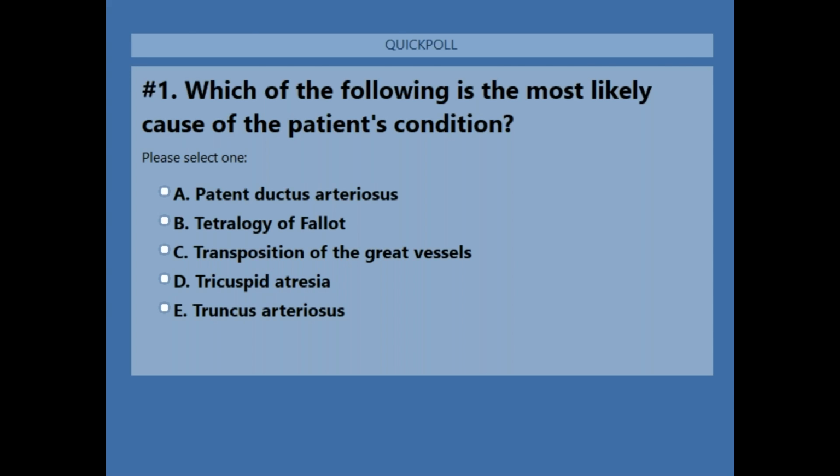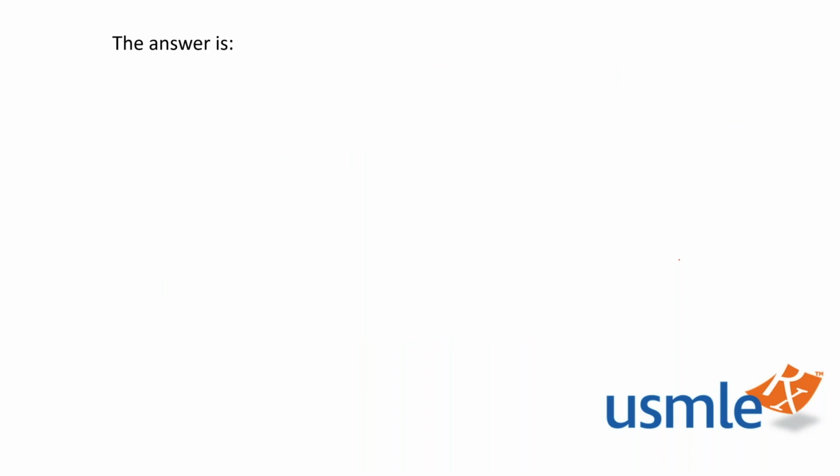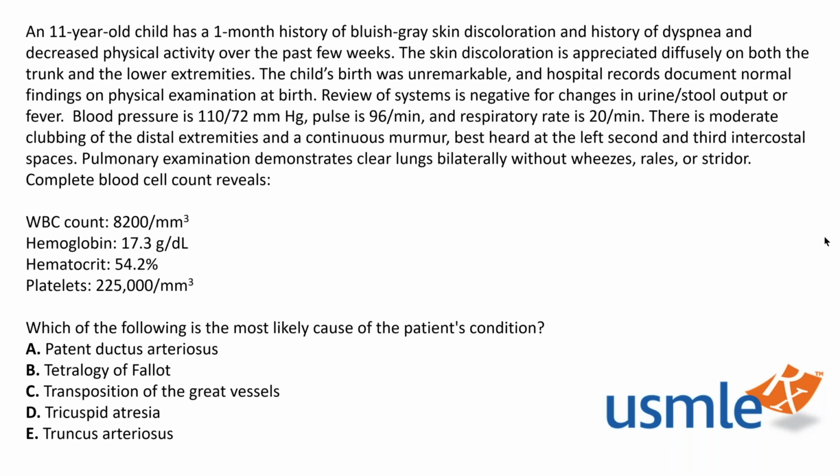All right, so looks like the crowd thinks the answer is patent ductus arteriosus, and in the number 2 spot is tetralogy of Fallot. So the answer is patent ductus arteriosus, as most of you guys were thinking. So let me move on. All right, great. So yeah, patent ductus arteriosus is the correct answer here. And now let's kind of just review this question together.